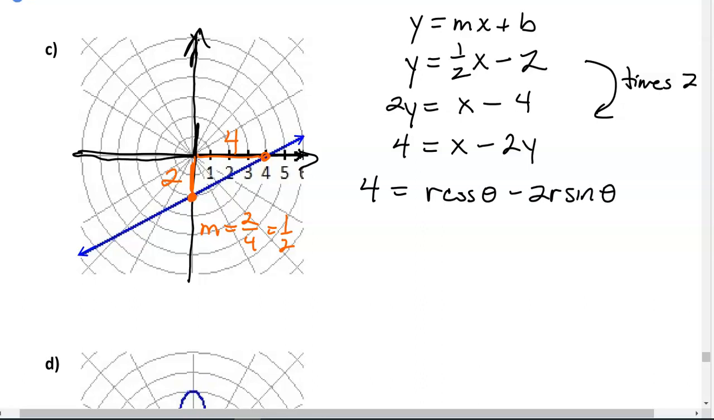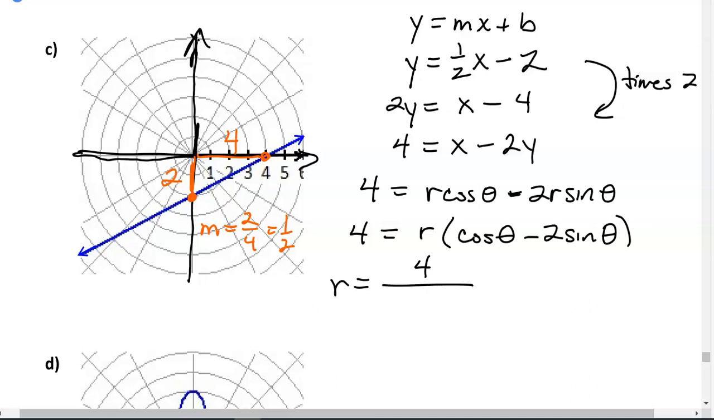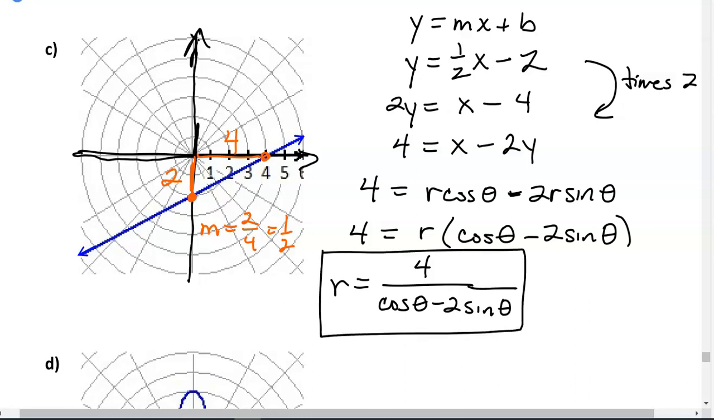the sine of theta. In order to solve this for r, you can factor out the r, and then divide. So r is equal to 4 divided by the cosine of theta minus 2 times the sine of theta. That is one possible answer.